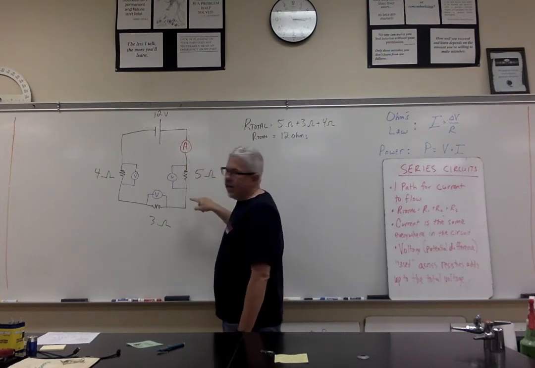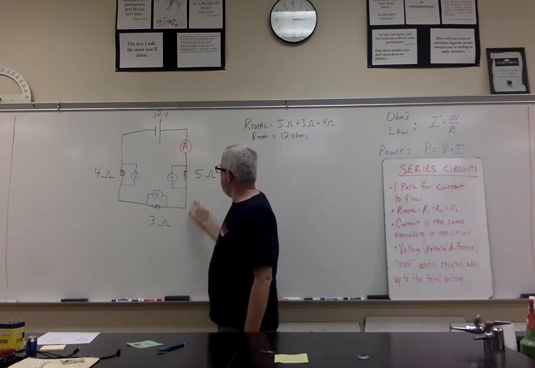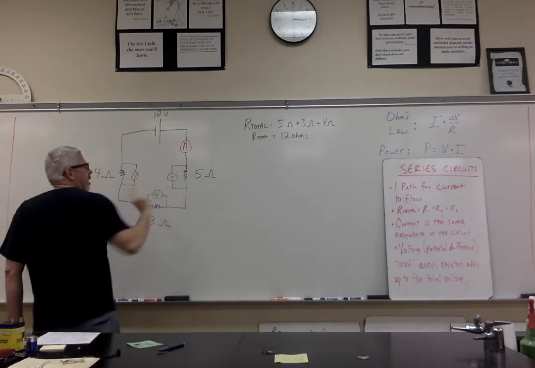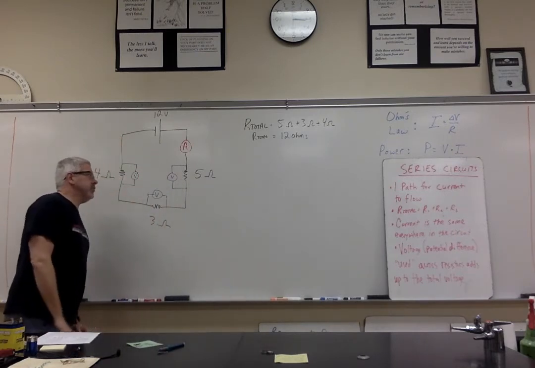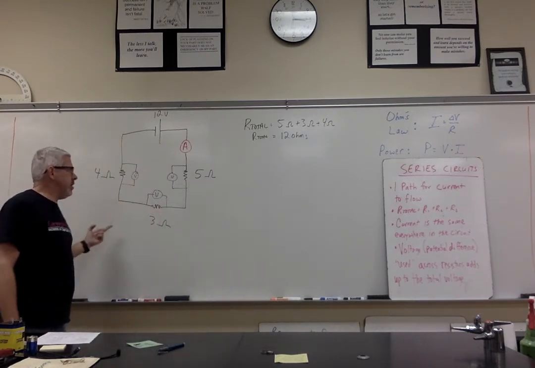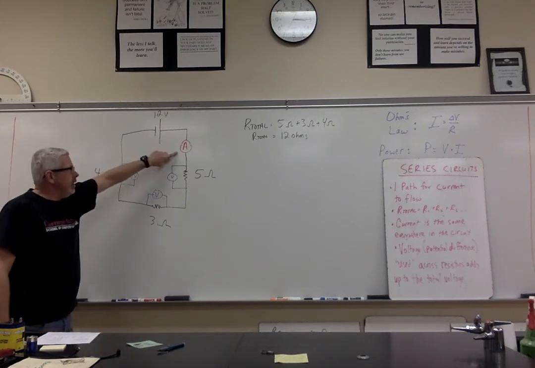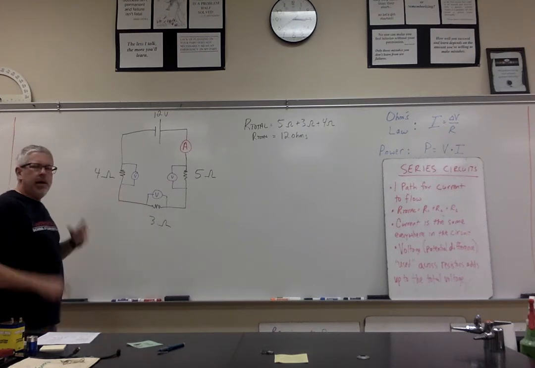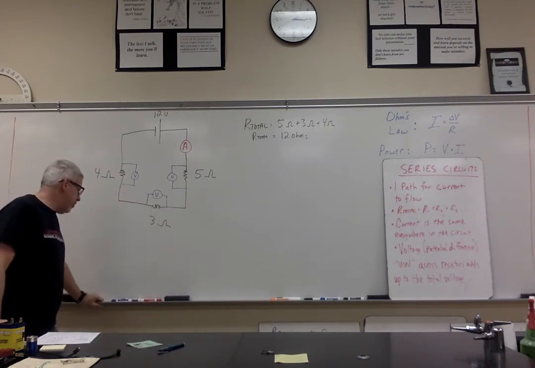Now notice, it's not going to matter whether I put the ammeter here, or here, or here, or here. If I have only one path for the electricity to flow, the current's got to be the same everywhere. I can't have more electrons or charges passing through this spot than this spot or this spot. And that goes back to the law of conservation of matter.